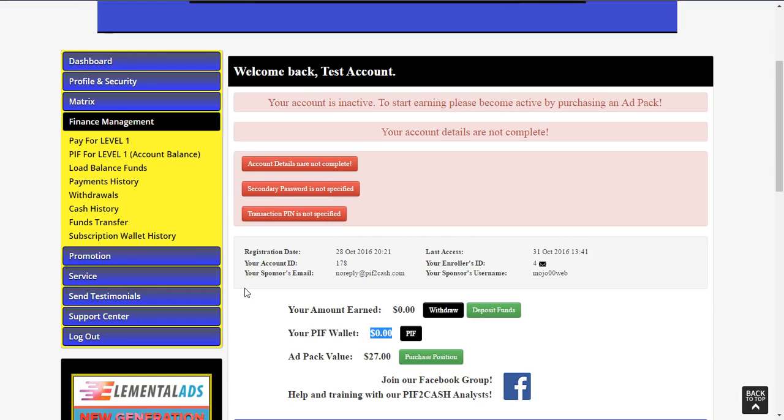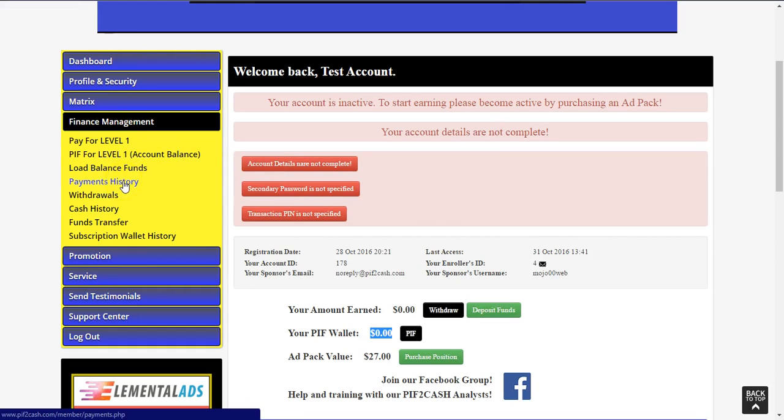What does that mean? It means it's really the basics for how you gather intelligence. So reading is important. Be sure to read, and then read the things that are in our Facebook group, because our analysts will be posting stuff in there about how to succeed better at PIF2CASH by using their strategies and so on and so forth. Okay? Load balance funds is the same thing as the deposit funds button.